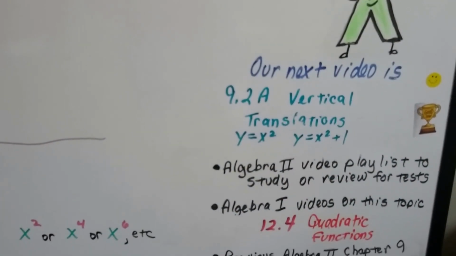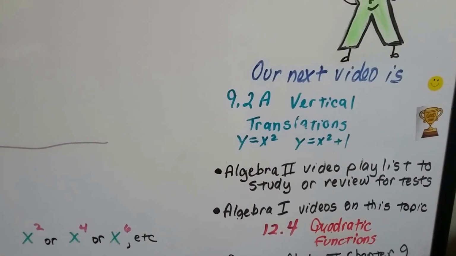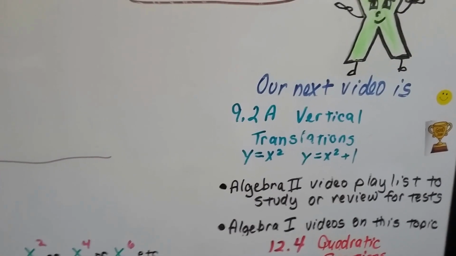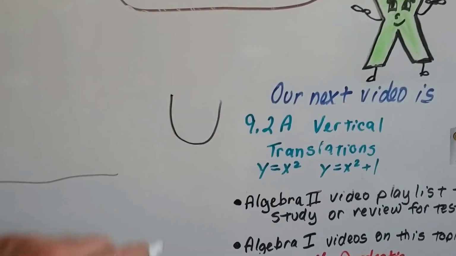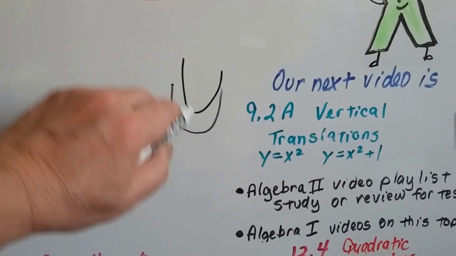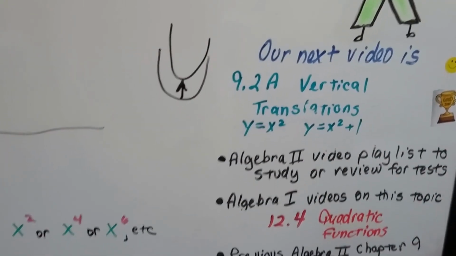Okay? Our next video is 9.2a. We're going to talk about vertical translations, where y equals x squared and y equals x squared plus 1. So we're going to have a figure that's going to translate up 1 unit because of that plus 1. We'll talk about that in the next video.